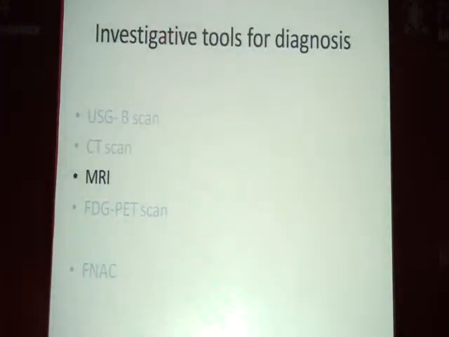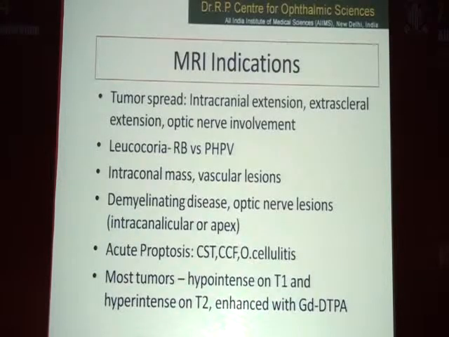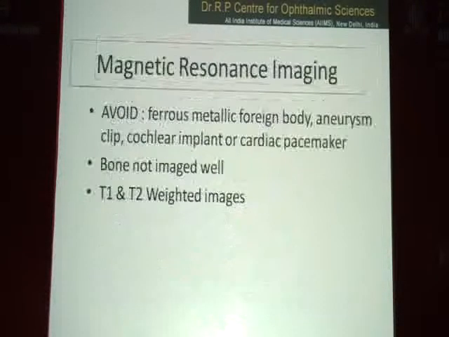Now the other investigative tool for diagnosis is MRI. The main indications for MRI are when we are suspecting tumor spread like intracranial extension, extrascleral extension, and optic nerve involvement. It also helps in leukocoria to differentiate retinoblastoma from lesions such as PHPV and Coats. It's very useful for intraconal masses, vascular lesions, and of course there are other indications like demyelinating disease and optic nerve lesions. Most tumors appear hypointense on T1 and hyperintense on T2, enhanced with gadolinium.